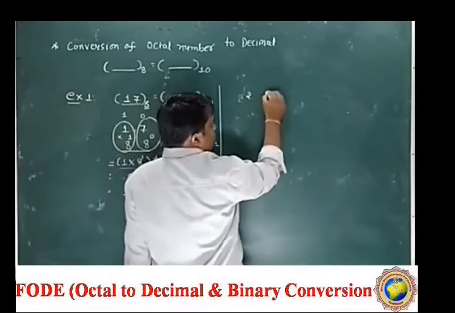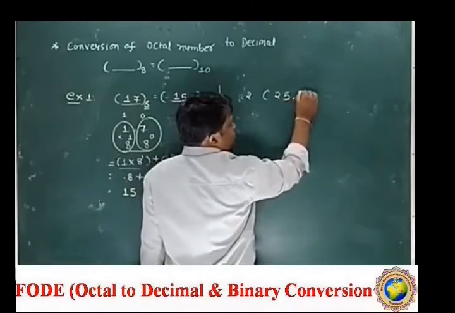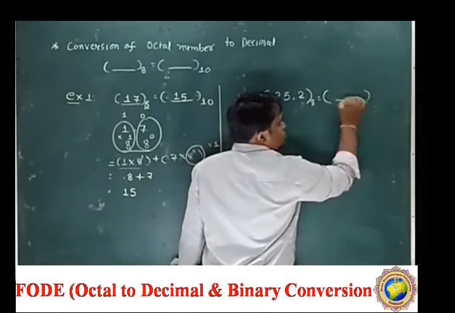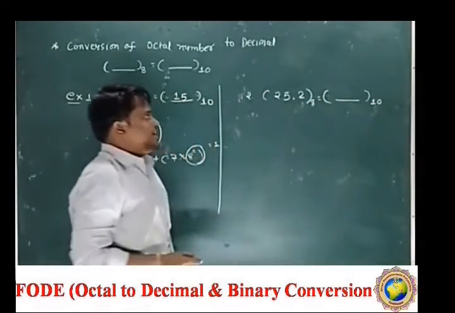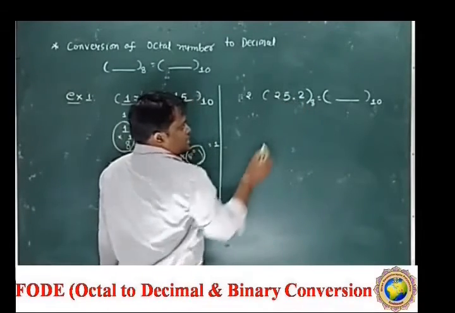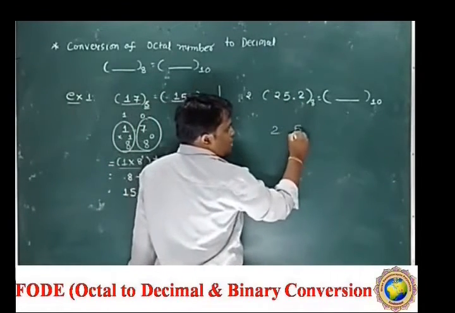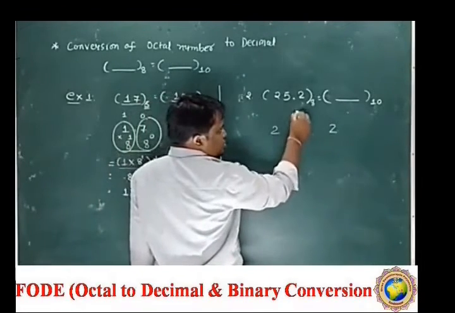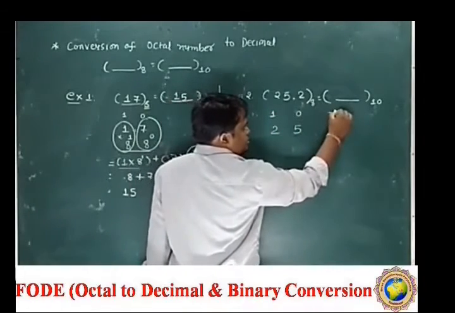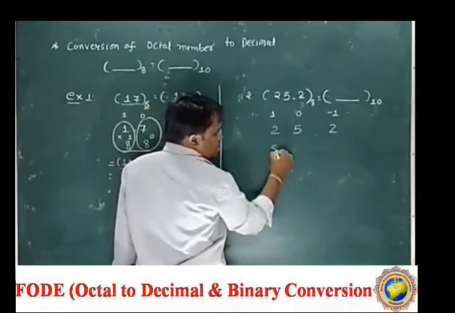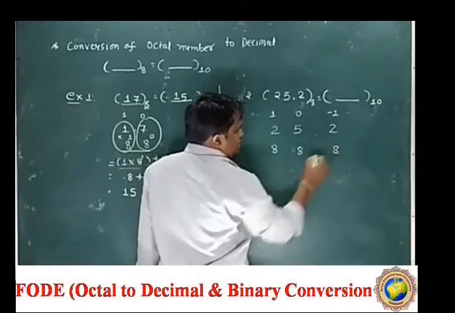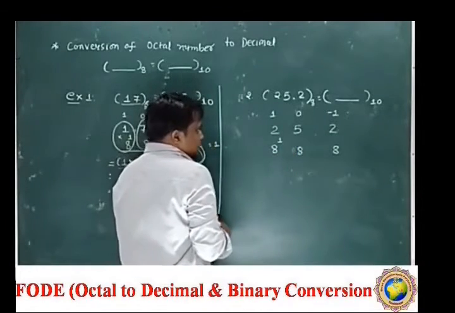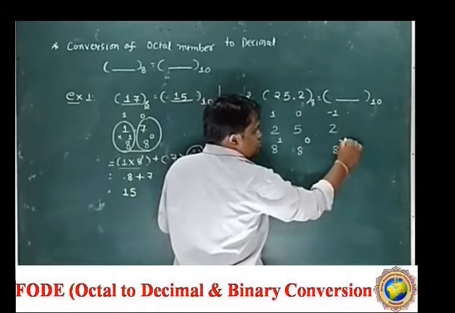Example number 2. Suppose you are given 25.2, and it is to be converted into decimal. Since it is a fractional number, put here 2, 5, 2. From the point, start writing 0, 1 on the left, and on the right side put minus 1. Then put 8 and place these digits in the power: 8 raised to 1, 8 raised to 0, and 8 raised to minus 1.